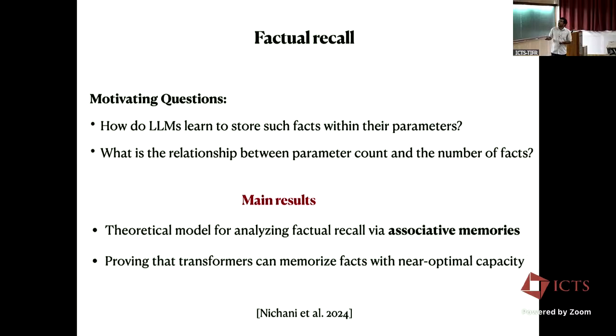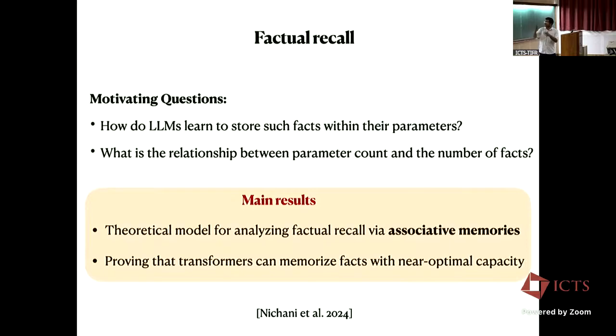And the main result is that they give a formal model to study how a transformer learns to capture this factual recall using something called associative memory. And in case someone is familiar with the history of neural networks, they have very close connections to Hopfield neural networks, Hopfield who recently won the Nobel Prize in physics.